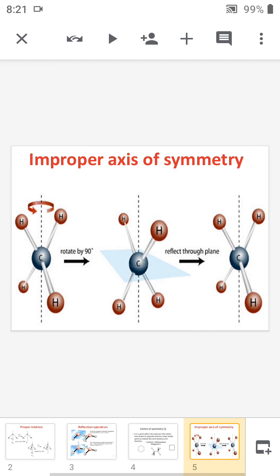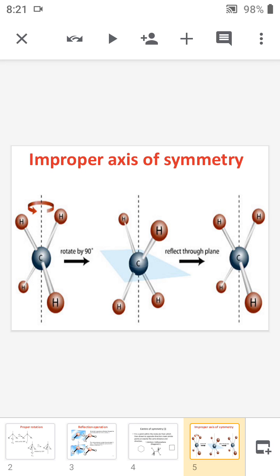So next is the improper axis of rotation. It is represented by Sn. Improper axis of symmetry means first we have to rotate the molecule through a Cn axis. After that we have to make a plane of symmetry, which is perpendicular to the axis of rotation. Then we will get an indistinguishable configuration of the object. Then we call it that the molecule has the improper axis of symmetry.